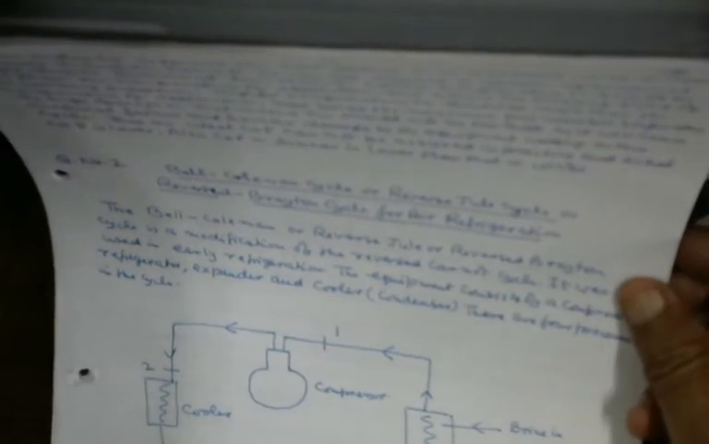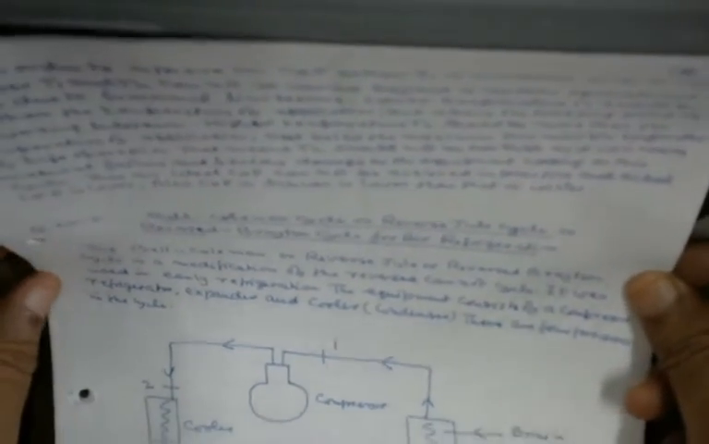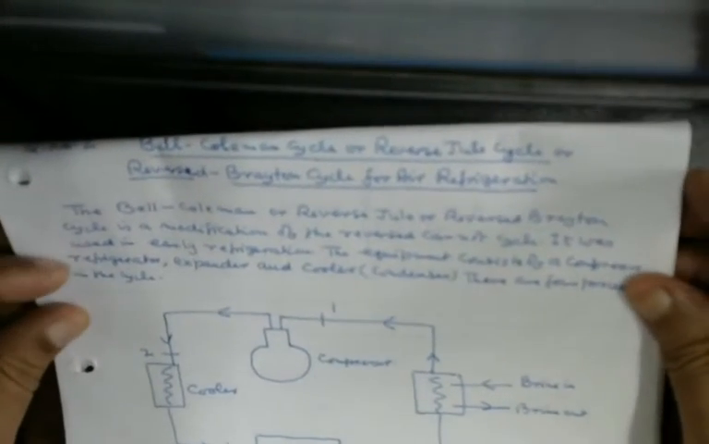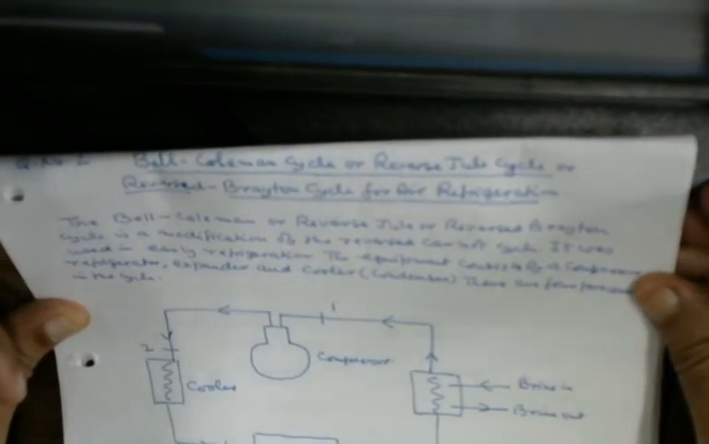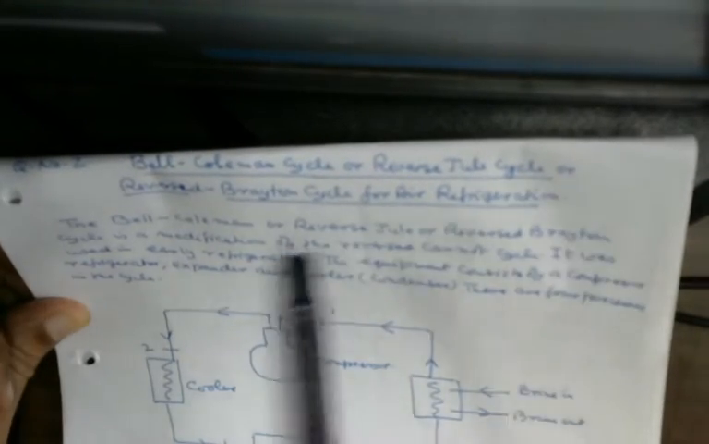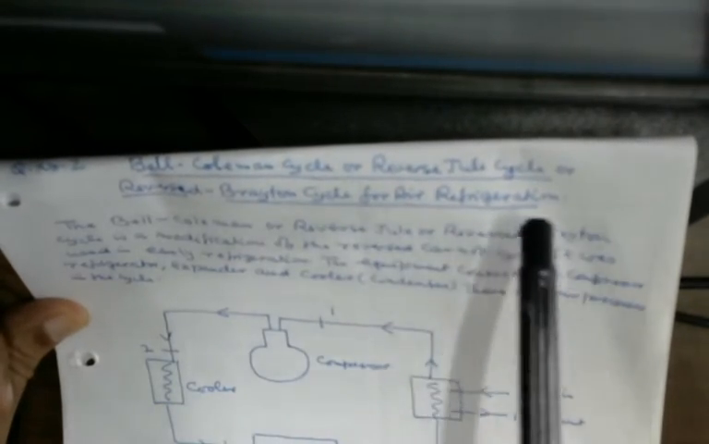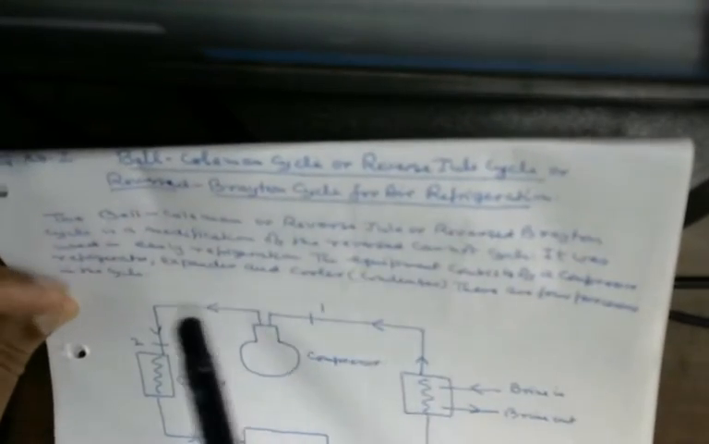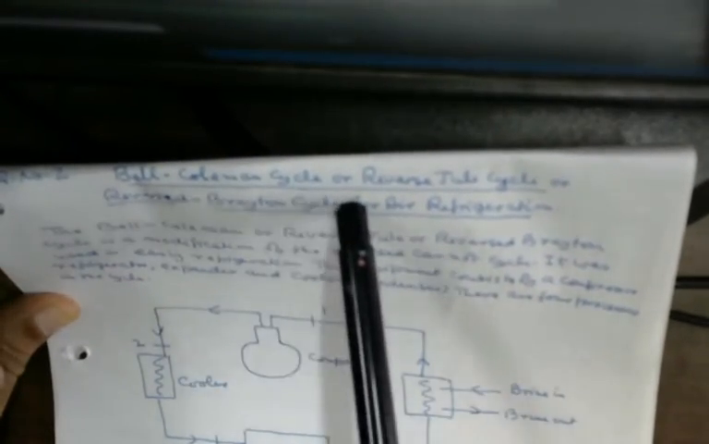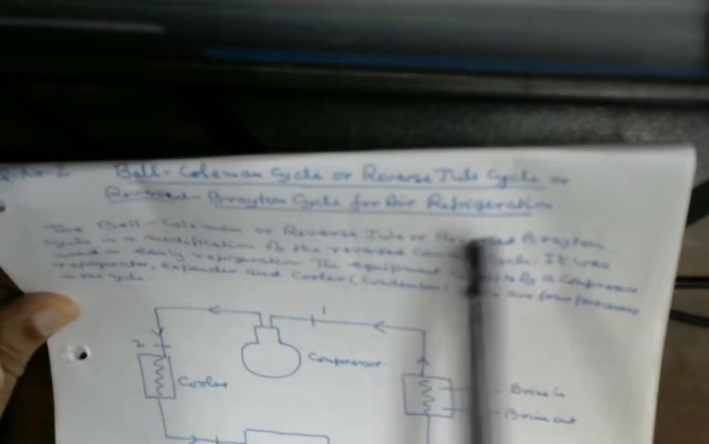So, another video lecture which I am going to start, and that is the Bell-Coleman cycle. The Bell-Coleman cycle is also called the reversible Joule cycle or the reversed Brayton cycle for air refrigeration. This is the basic concept related to air refrigeration.